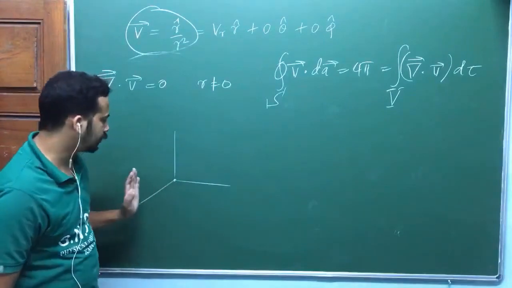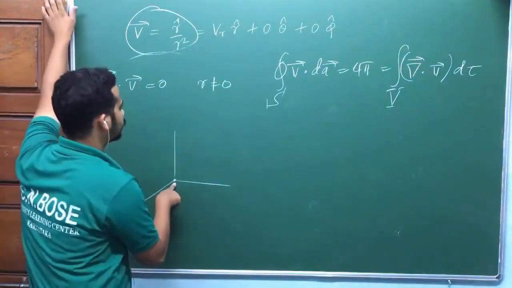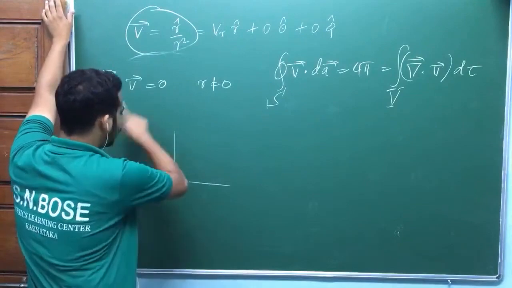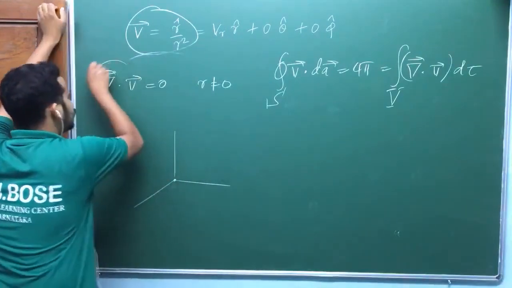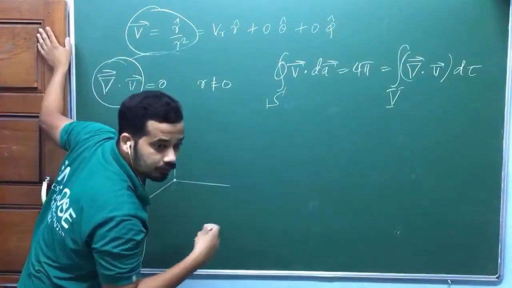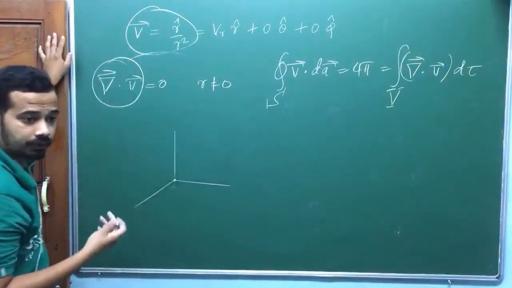Let me take that one as origin. I have a source here. Divergence is 0 everywhere else except at this point. This divergence is defined as the volume density of outward flux, isn't it? Volume density of outward flux, am I right?